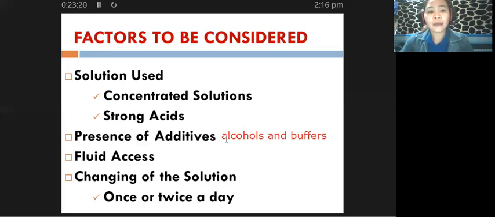Another factor that you have to consider would be fluid access. When we say fluid access, you have to ensure that all parts of your sample are in contact with your decalcifying solution.